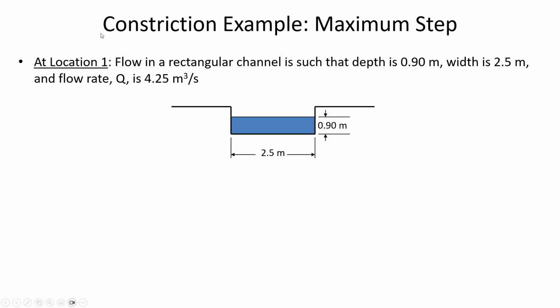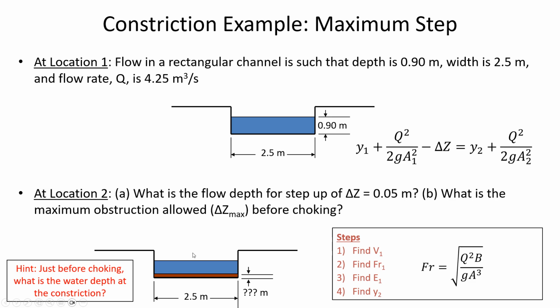What happens at location 2 is that we're going to put in a step. We'll consider what if the step height was 0.05 meters. We'll just find out what's the new depth downstream after encountering that step. And then in part B of this example, we're going to answer the question, how tall could the obstruction get just before choking occurs? Like, what's the maximum delta Z that could be tolerated without choking?